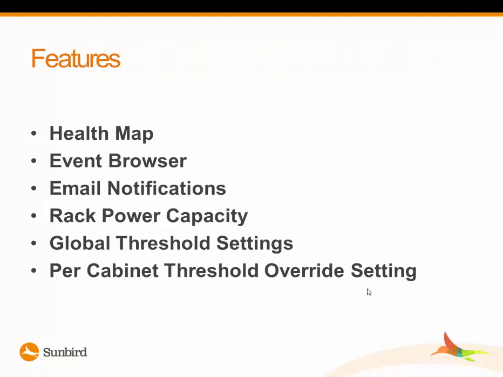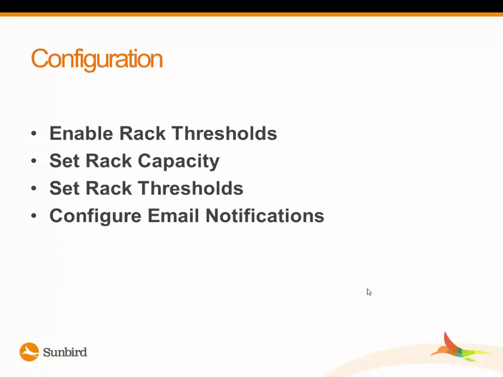The features that we'll touch are the health map, the event browser, email notifications, rack power capacity, global threshold settings, and the ability to override settings for thresholds on special racks. First, we'll enable the rack thresholds, then we'll set the rack power capacity, then we'll set the rack thresholds, and then we'll configure email.